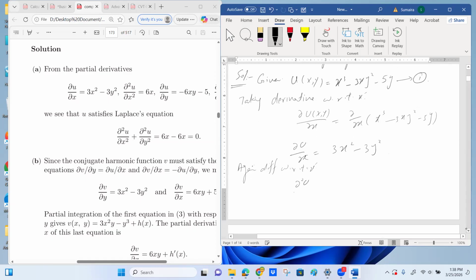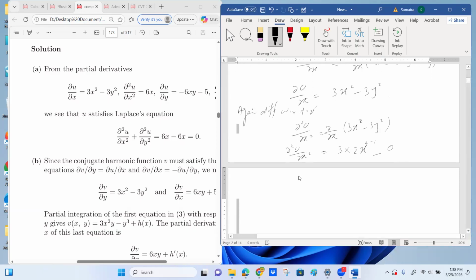Then I write here the partial square u by partial x square, and again the derivative with respect to x of 3x square minus 3y square. So its value should be equal to 3 multiplied by 2x to the power 2 minus 1, and minus 3y square is 0. So partial square u by partial x square is equal to 6x.